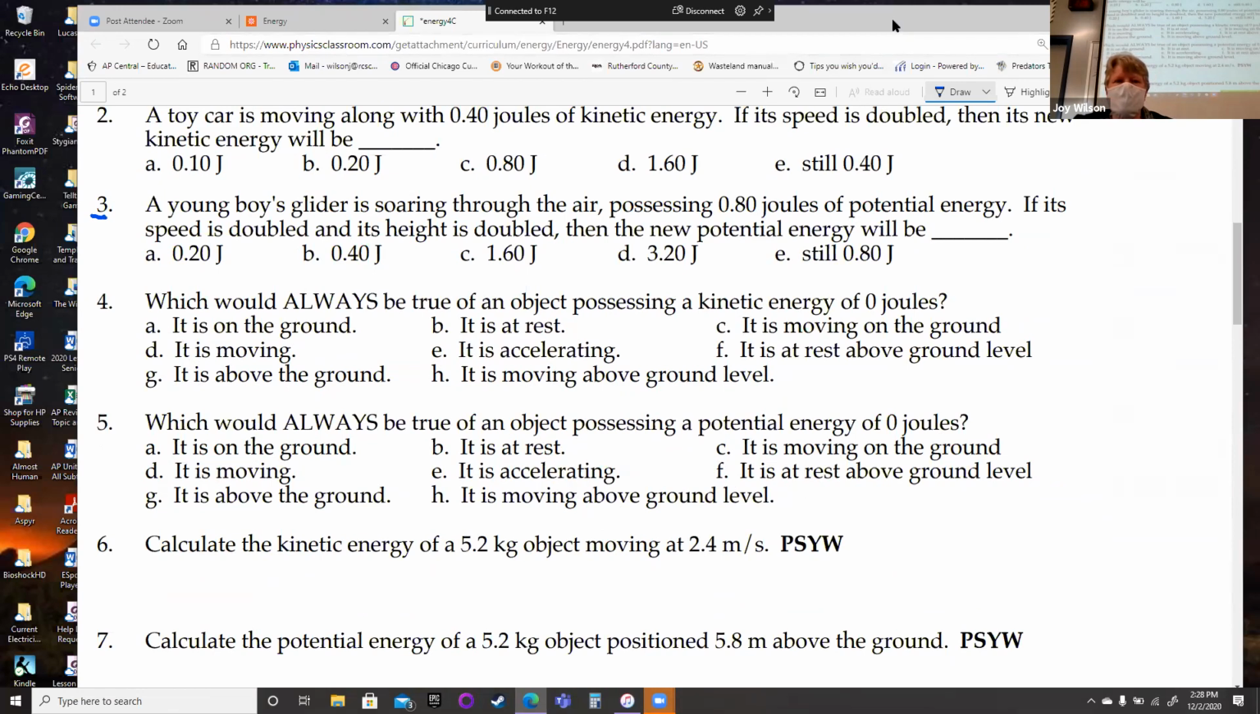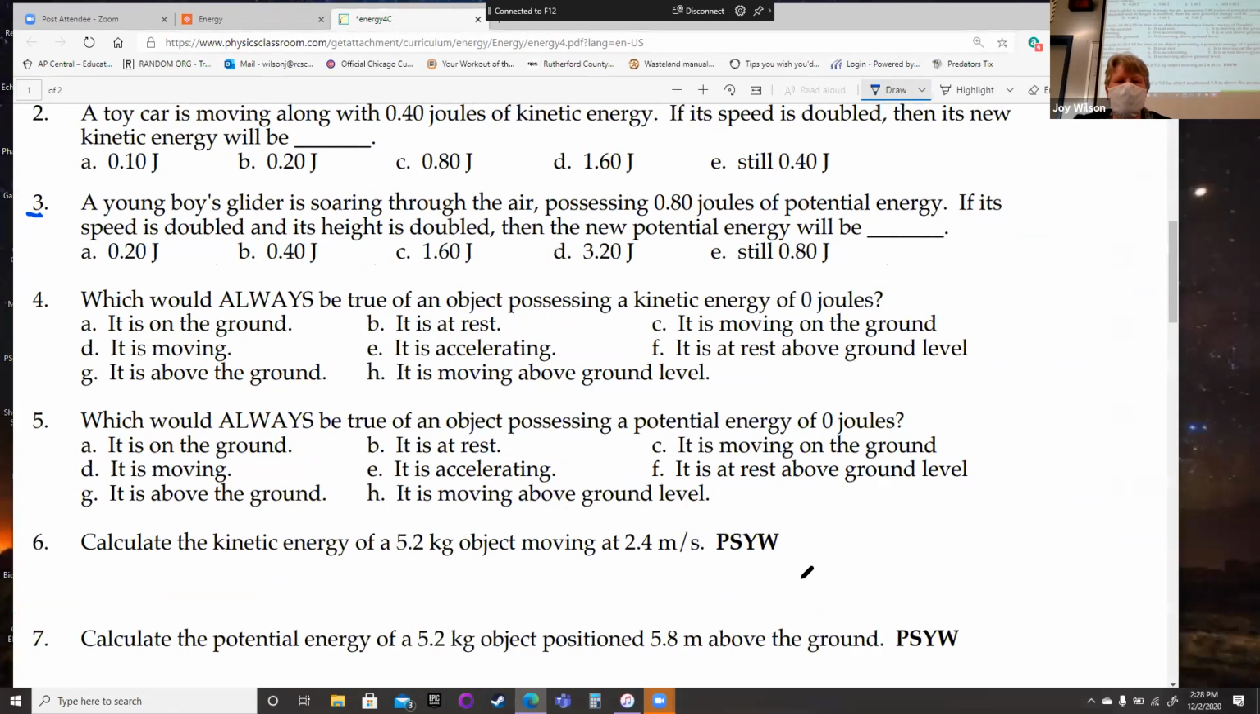Okay, well, let's give myself a place to work here. So what happens? Potential energy is mass times gravity times height. And we know this number over here is 0.80. So what did we do in this problem? What did we change?